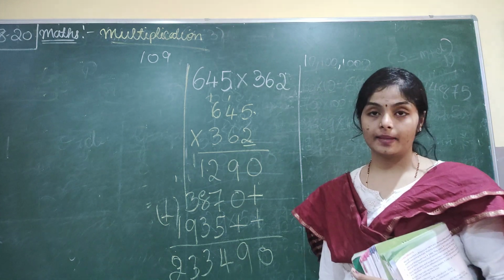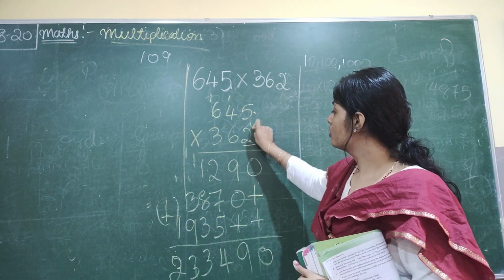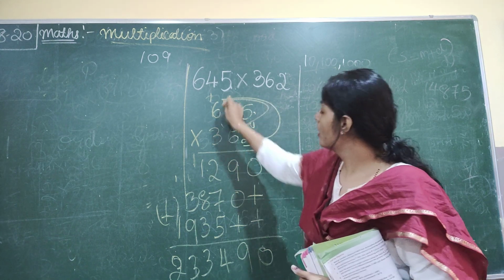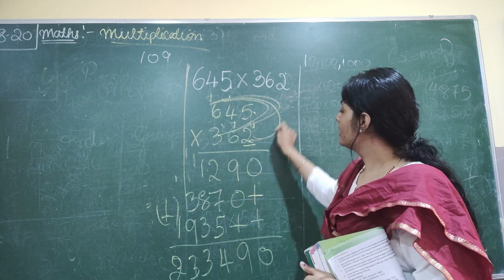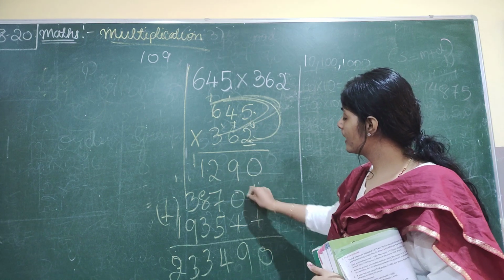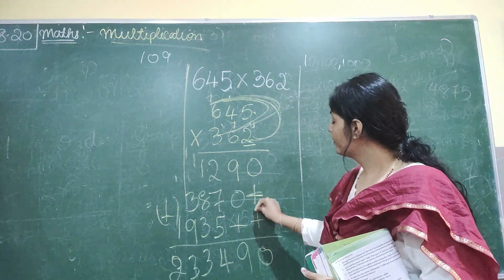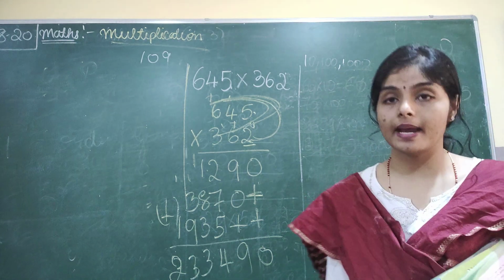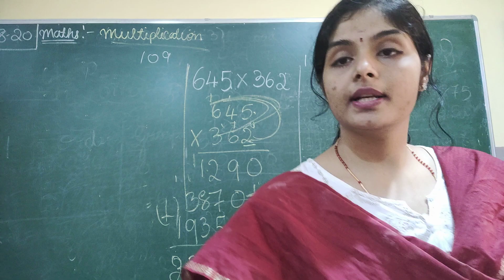This is the way you multiply. First you should multiply your units, then tens, then hundreds: 2 with all, 6 with all, 3 with all. When you multiply the first digit, for the next one you put a plus below that. Then after that, plus plus. Got it? This is the way to multiply a 3-digit number. Understood, children?